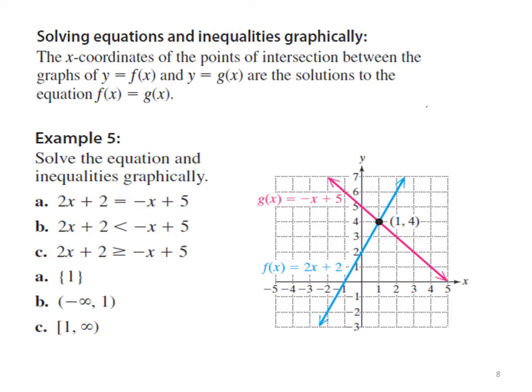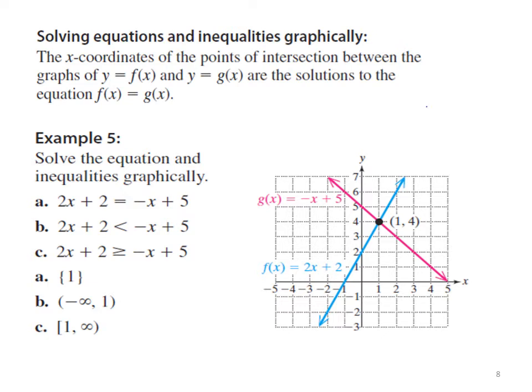You can do the same for f of x, the blue line. The equation here is 2x plus 2. If you substitute x equals 1, then you get 2 plus 2, which is 4. Then the second line also passes through the point (1, 4), and that would verify that it is the point of intersection.